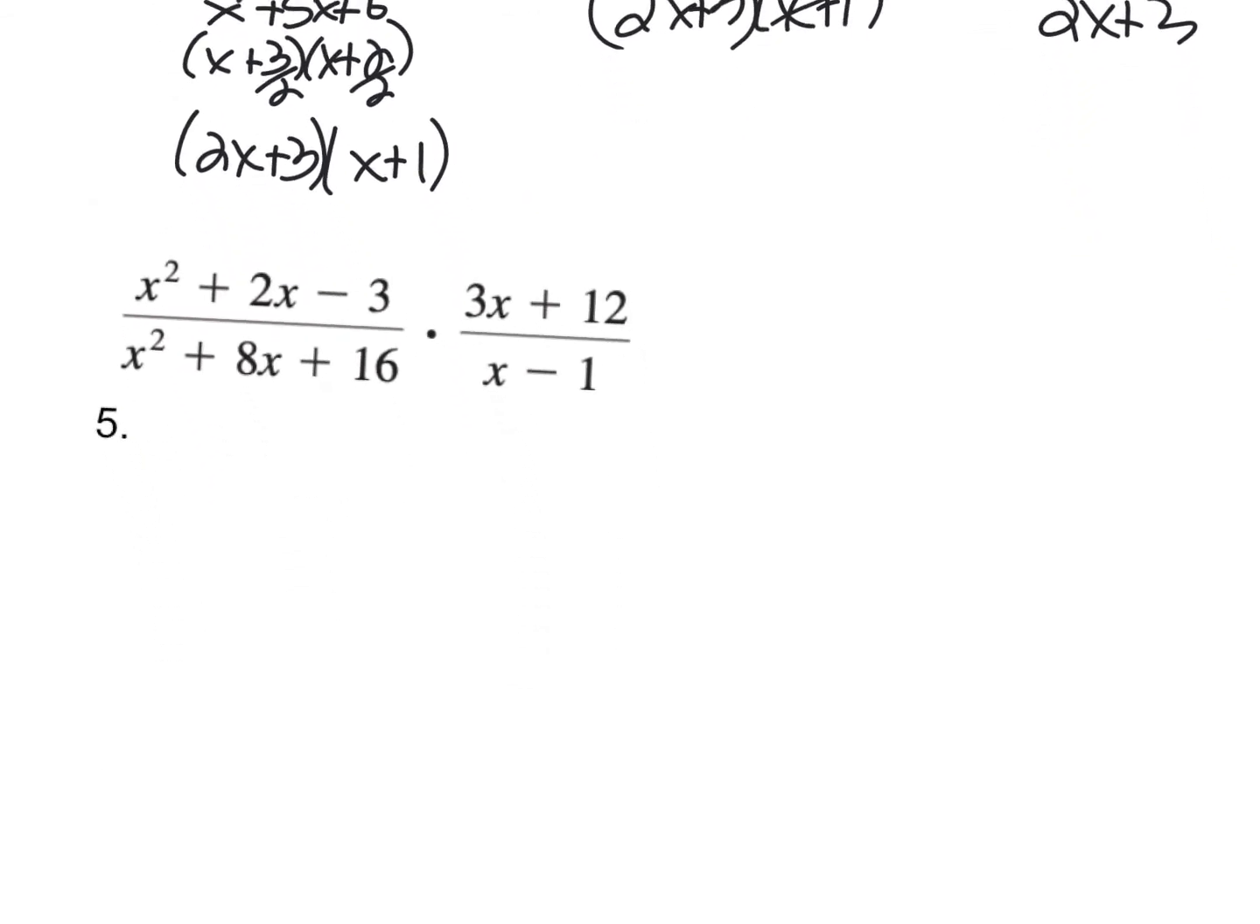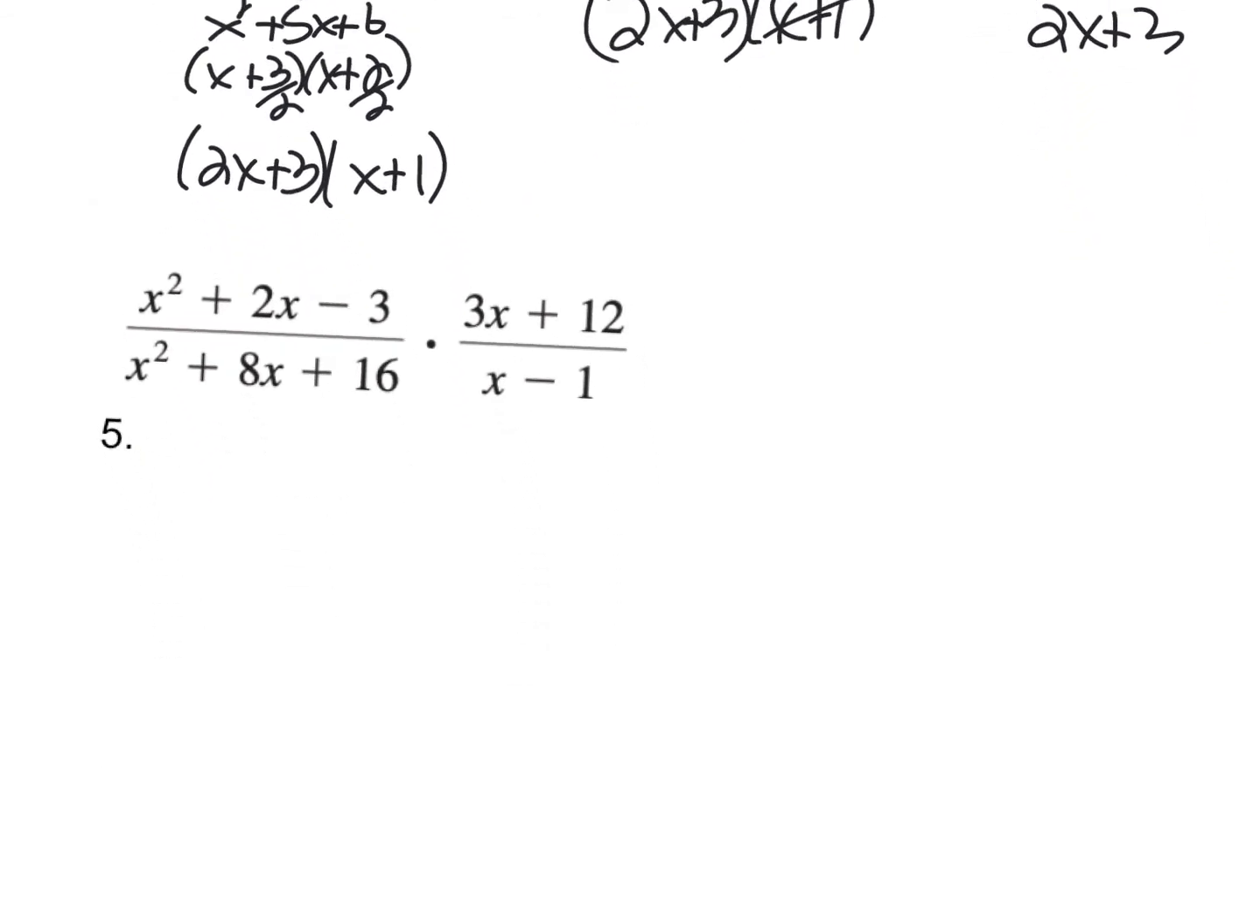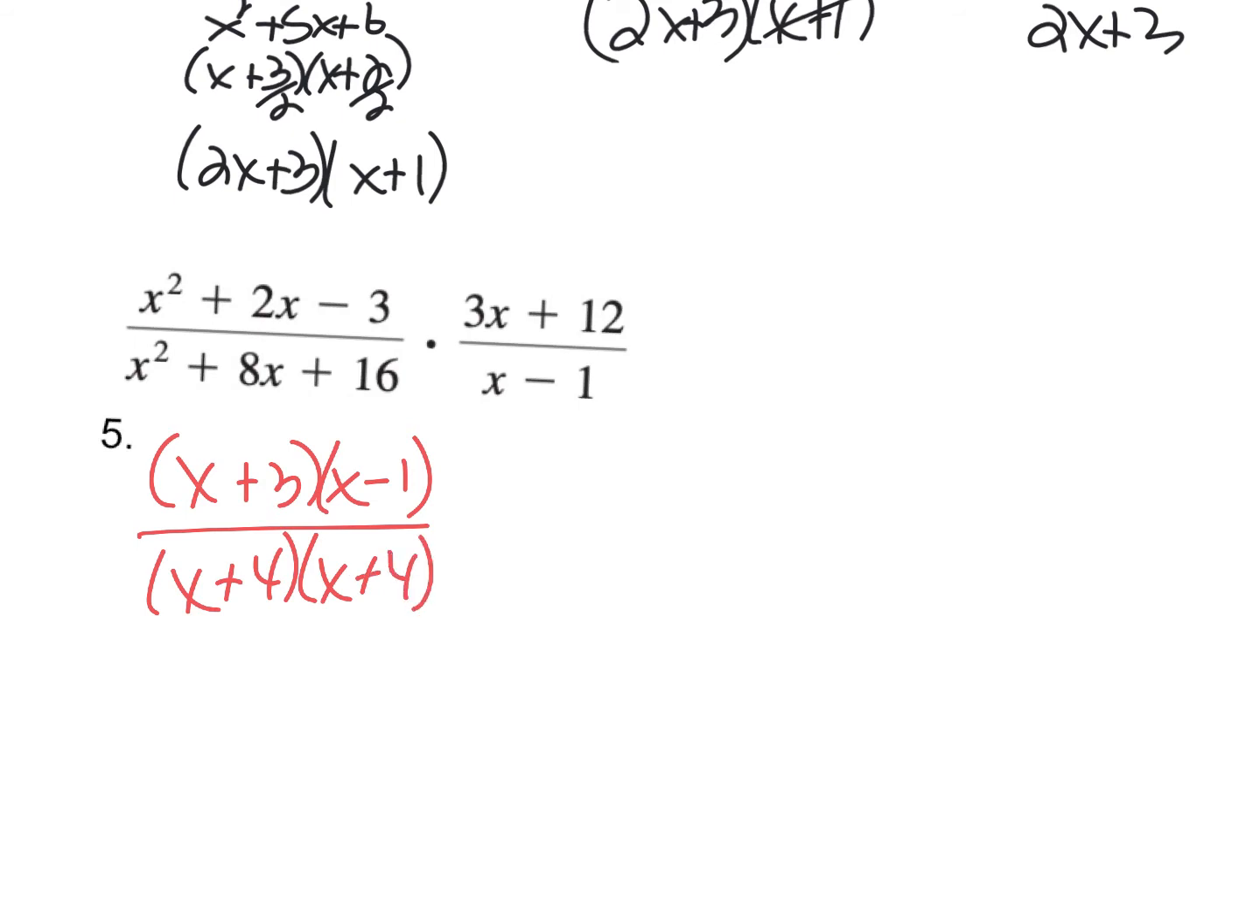Number 5, multiplication. When you multiply, remember, you're still just going to factor and cancel, but you got to factor first. So my numerator on this first one is x + 3, x - 1. My denominator is x + 4 twice, or x + 4 squared. Over here, my numerator, I can factor out a GCF, which is 3. Make it 3 times x + 4. And then I have that x - 1.